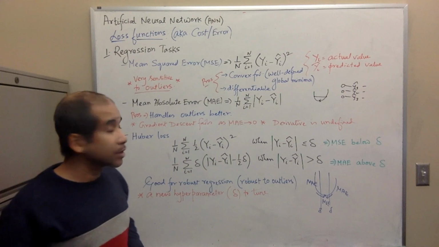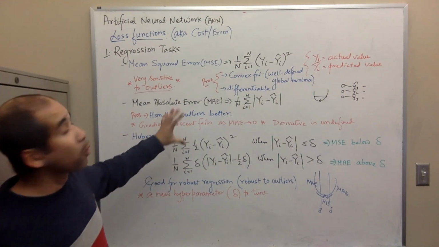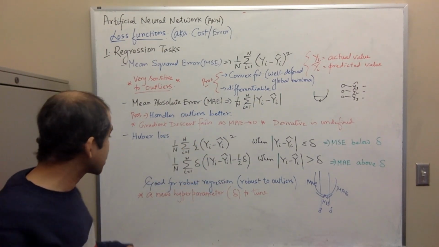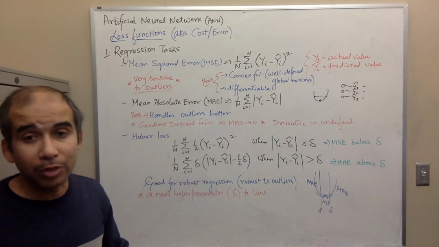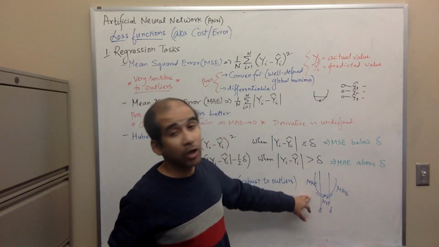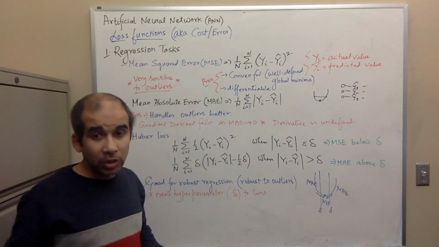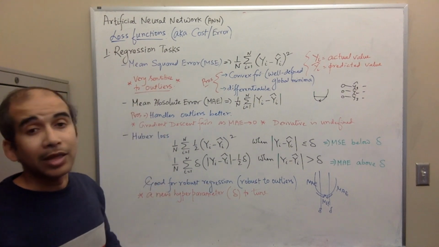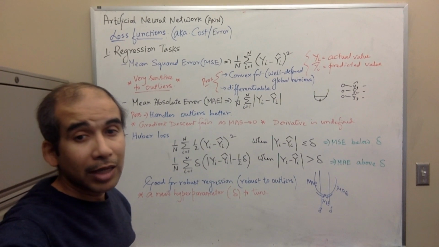So this is robust to outliers. This tackles both the problems. It's the best of both worlds. It's robust to outliers, but the problem is that you have a new hyperparameter to tune. You have to find the best value of delta, above which you use MAE and below which you use MSE. You have to tune the value of delta so that you can reduce the error in the regression task. And now we will talk about the classification error.